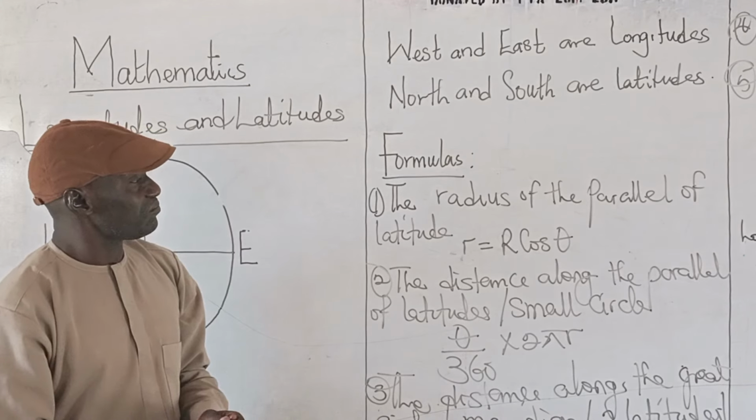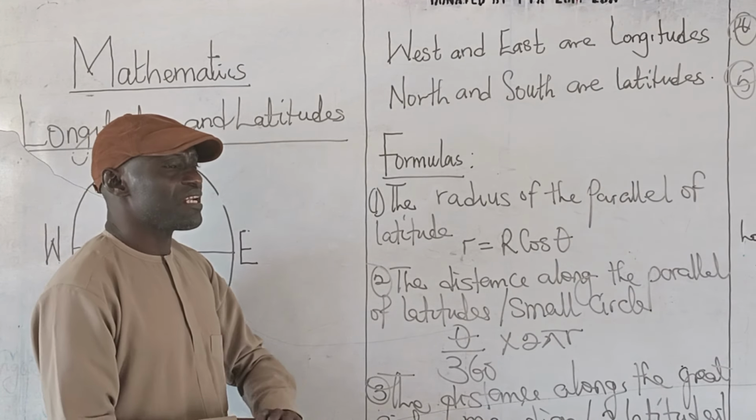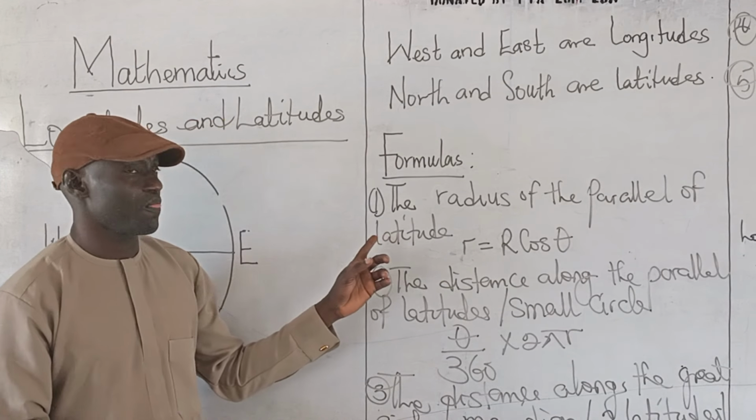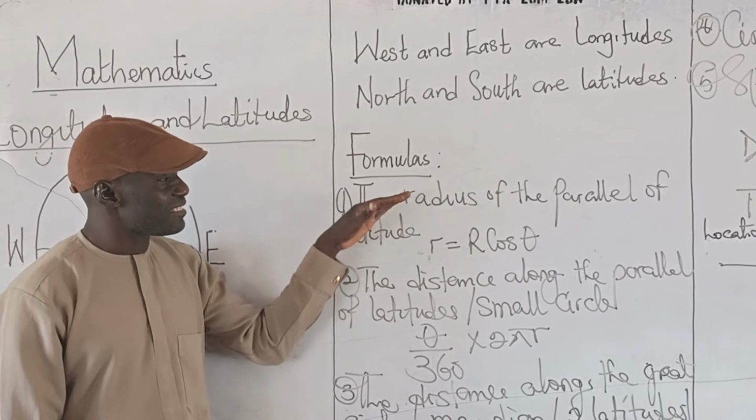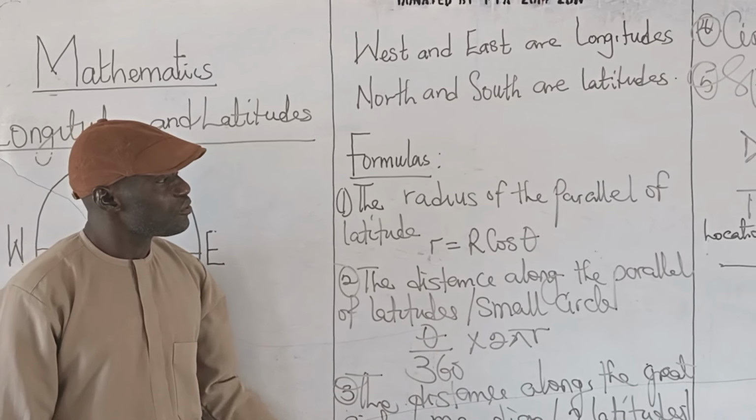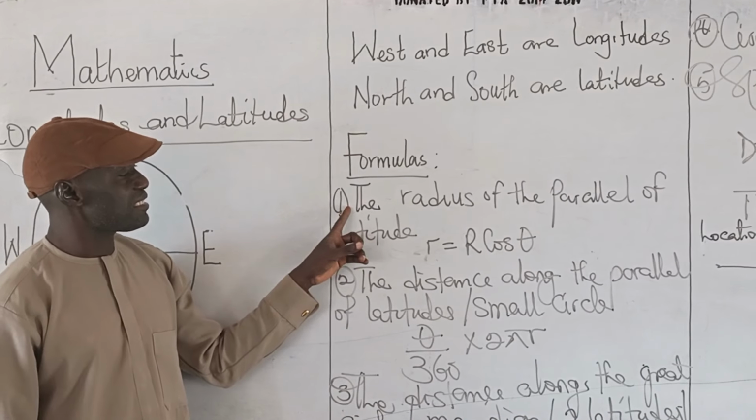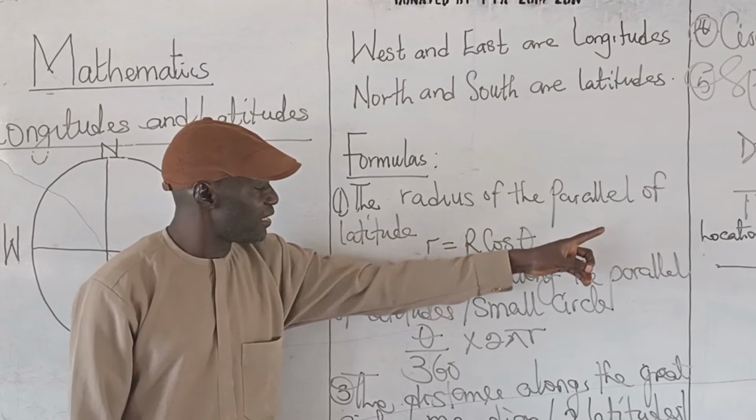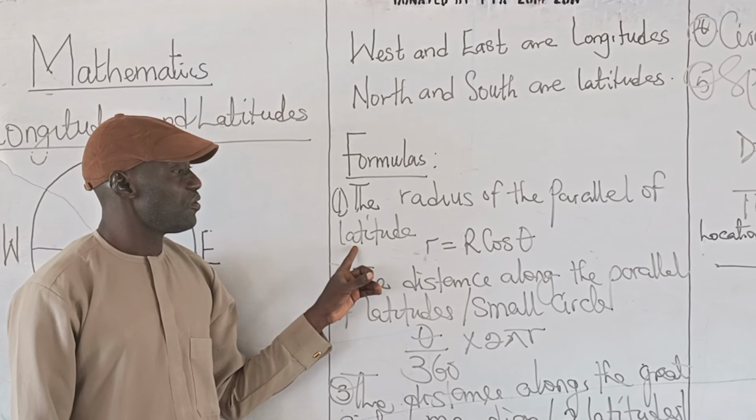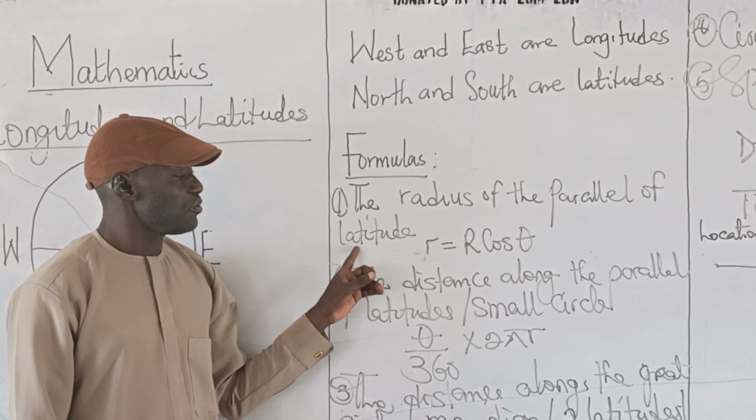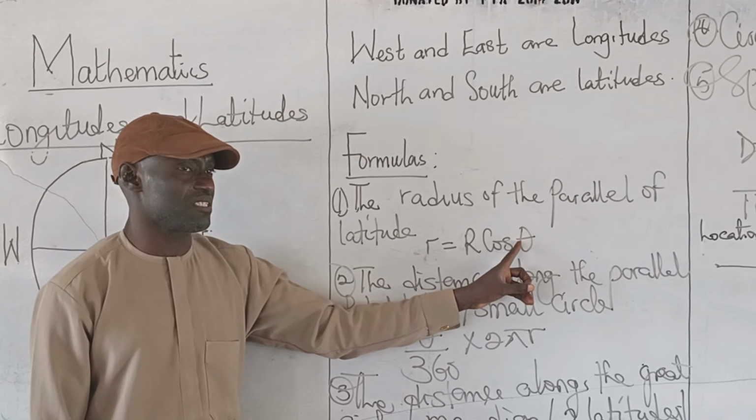Okay, after that, we now move down to the formulas. In mathematics, without formulas, we cannot do anything. So these are the formulas we need to work on this topic. The first one is the radius of the parallel of latitude. When the question says you should find the radius of the parallel of latitude, you have to apply small r equals big R cos theta.